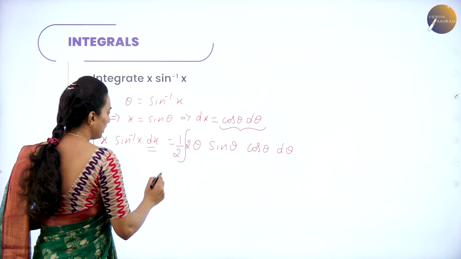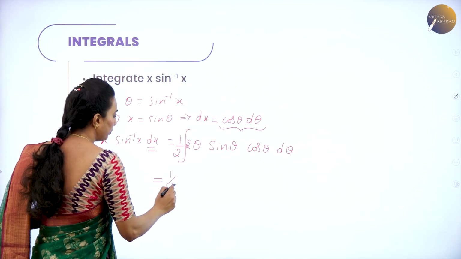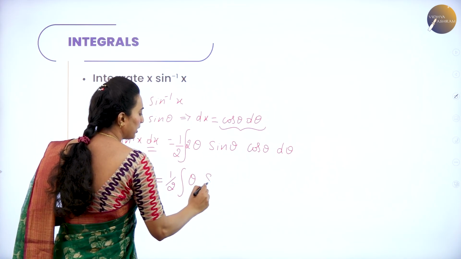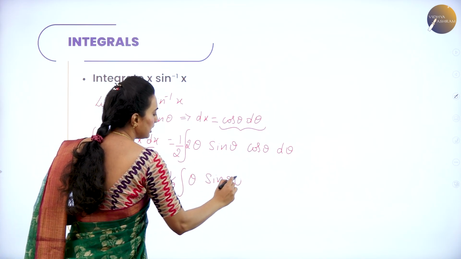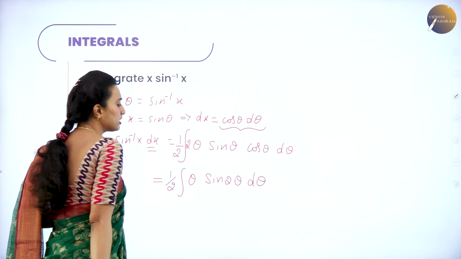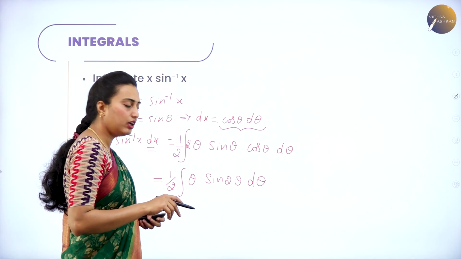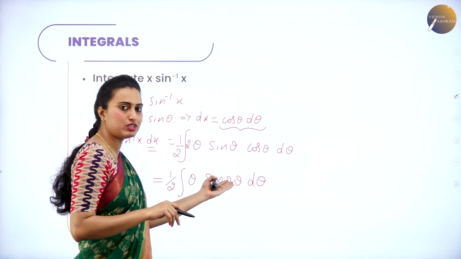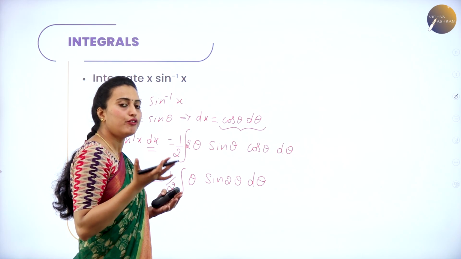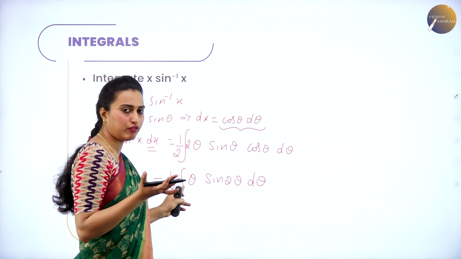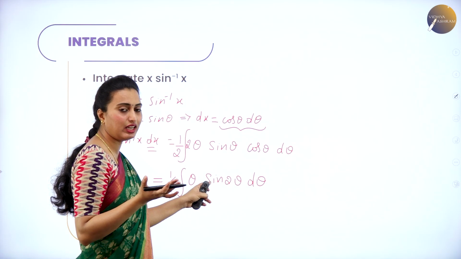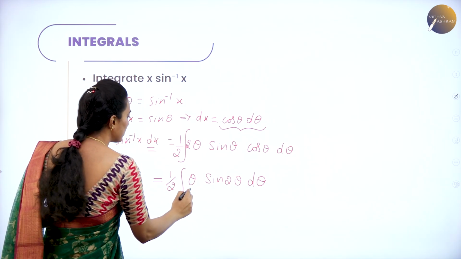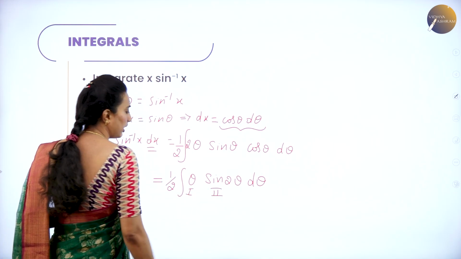So what happens to this condition? 1 by 2 into theta will remain as it is. 2 sine theta into cos theta will become sine 2 theta. Now this is easier for you to integrate. Now which is the first function according to the iLearn rule? Here in place of x, theta is there. In place of sine 2x means sine 2 theta. That's it. Therefore, first you are going to select the algebraic function. Next you are going to select the trigonometric function, isn't it? According to the iLearn rule, here first function is theta and second function is sine 2 theta.